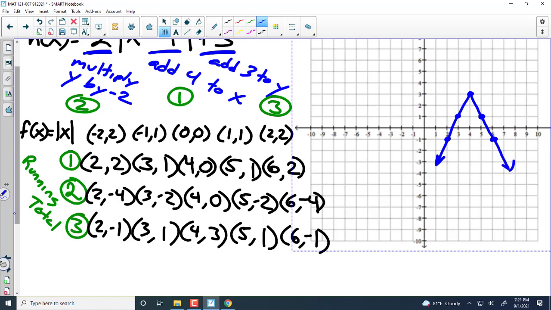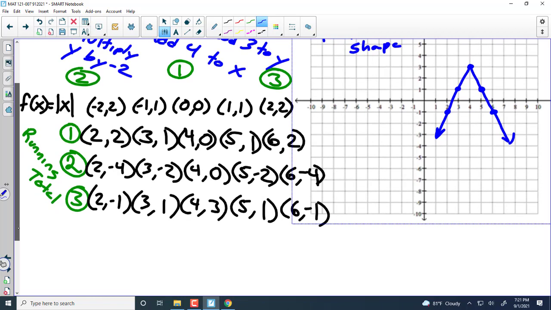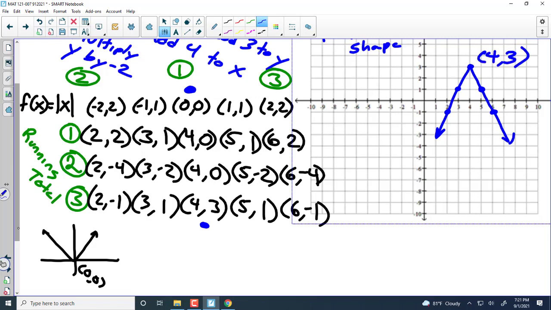There are so many cool things about this. The first cool thing is it maintains its shape. Another cool thing is on the original absolute value graph, this important point at 0, 0 is kind of where everything came together, right? Now look what happened here. Here's 0, 0, right up here. It transformed into 4, 3. This point right here, that is still the point where it all comes together. It's awesome.